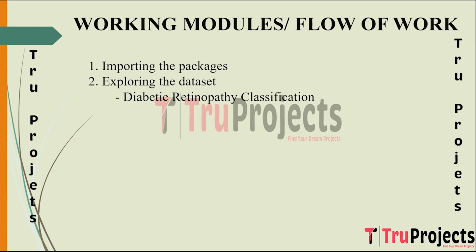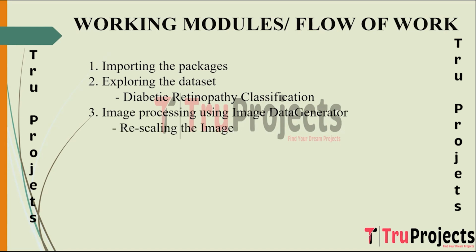Image processing using image data generator, rescaling the image. Normalizing pixel values to a specific range, often between 0 and 1, ensures consistency and aids in faster convergence during model training. Shear transformation.